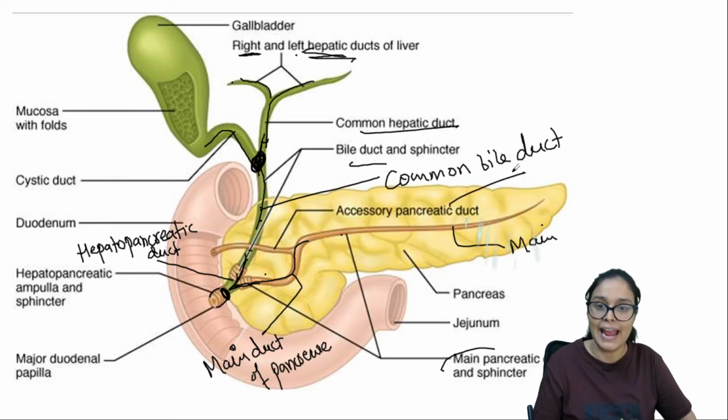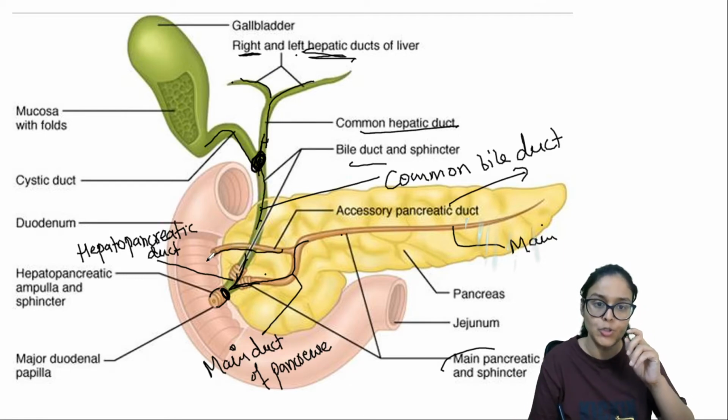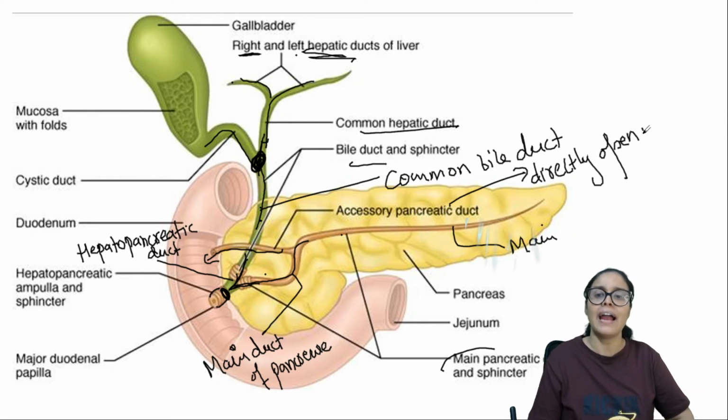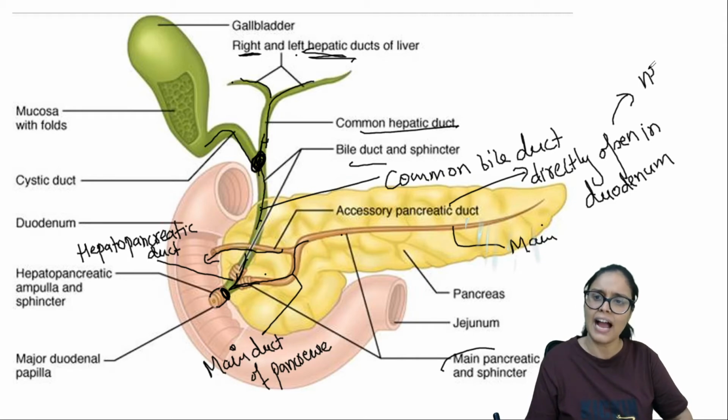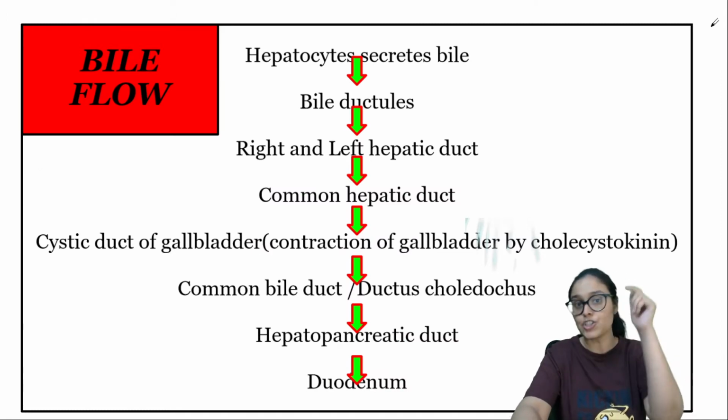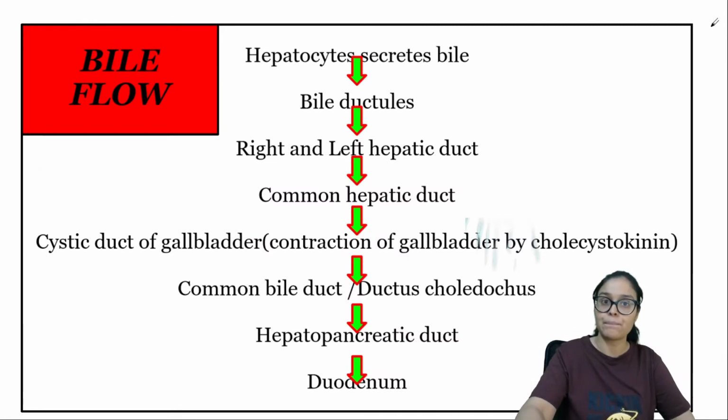And this is basically the accessory duct, right? The accessory duct directly opens into the duodenum, as we can see in the diagram. इसका function almost negligible है. It will not be pouring so much juice directly. So it has negligible function, which you have to remember, right? Negligible in function. So in this way, pancreas and liver pour their secretions into the duodenum, and this is the flow.